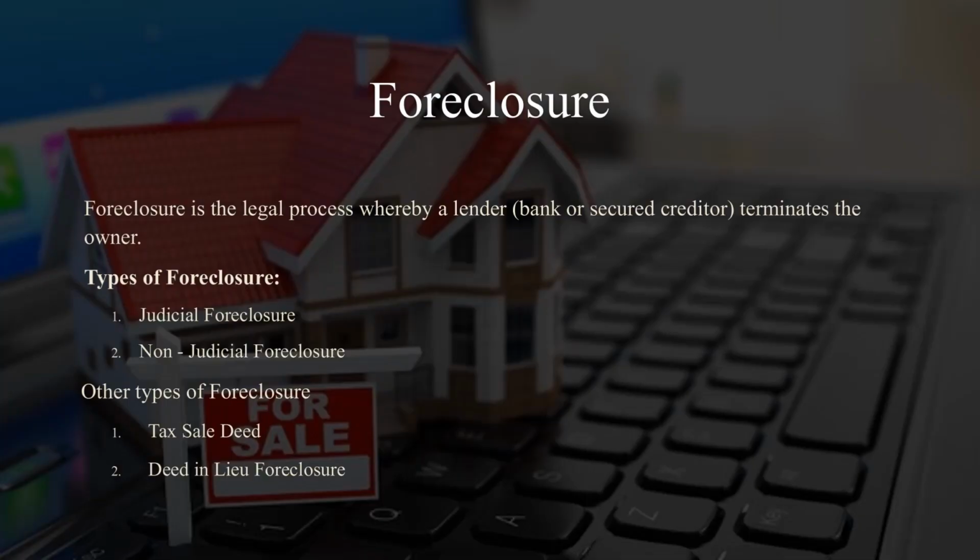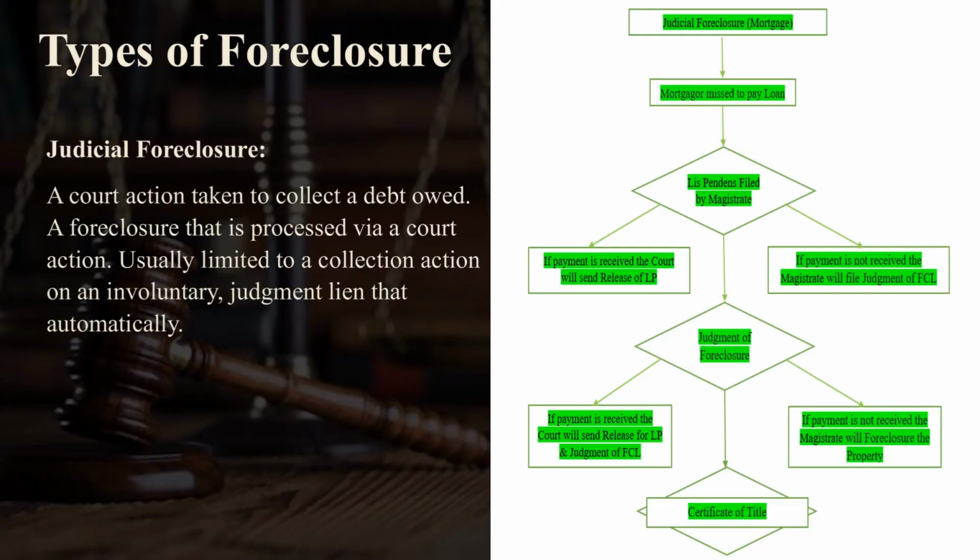It's an involuntary conveyance document. Foreclosure is the legal process whereby a lender terminates the owner's interest. Two types of foreclosure method are there: judicial and non-judicial foreclosure. And other types of foreclosure also happen in real estate property, that is, tax sale deed and deed in lieu of foreclosure. First we will discuss the first method, judicial foreclosure.